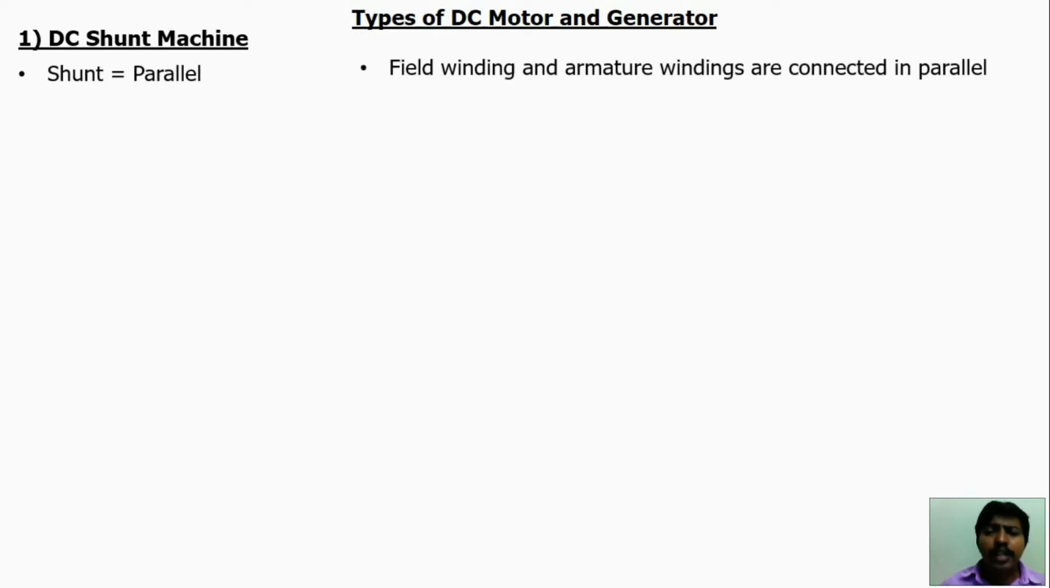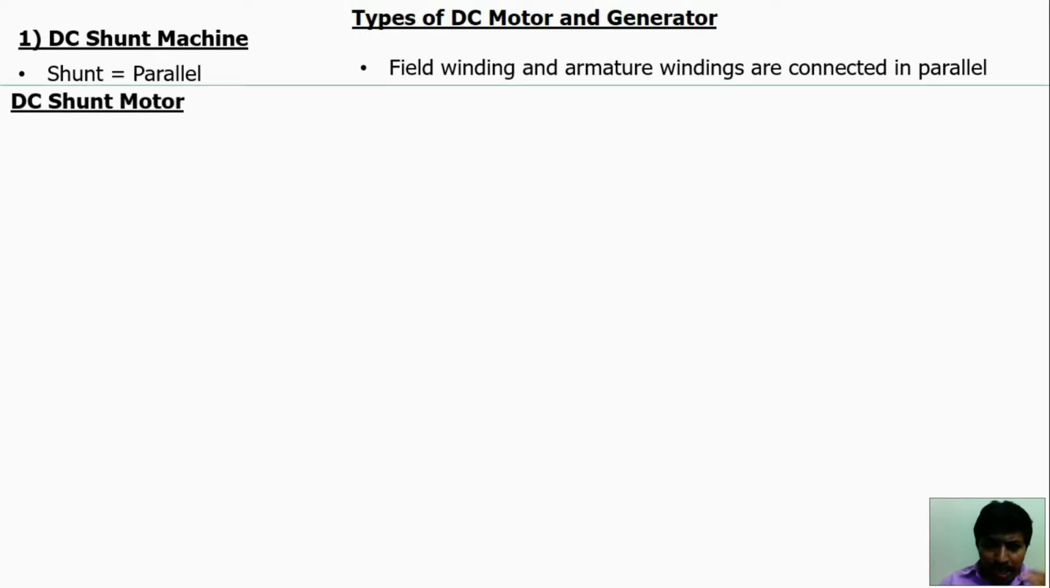The first type is the DC shunt machine. We know the basic operation of DC motor and DC generator. Here shunt means parallel. The field winding and armature winding are connected in parallel. That is why it is called a DC shunt machine. Okay, DC shunt motor.